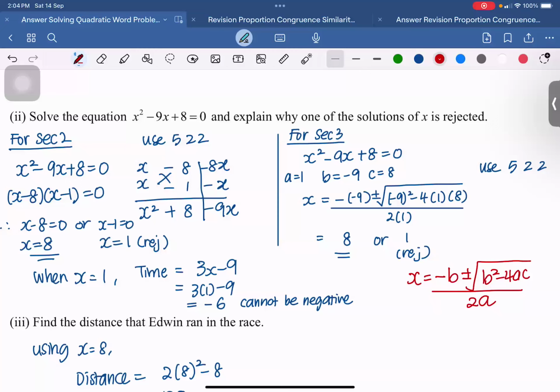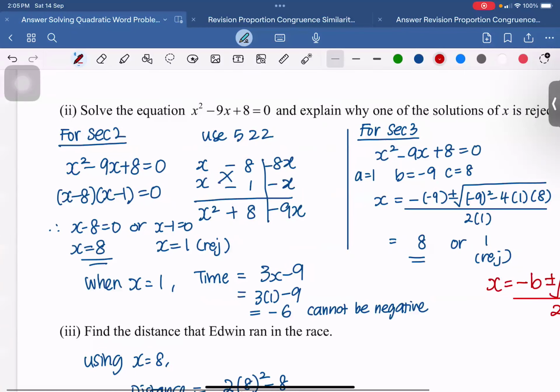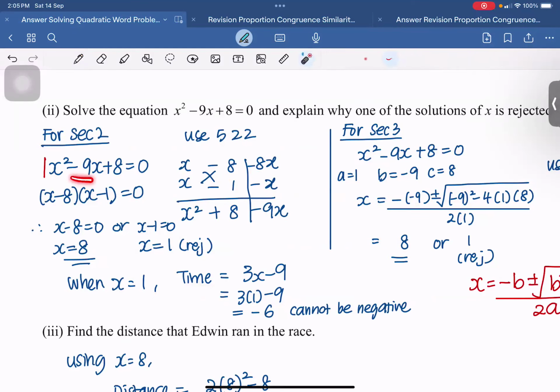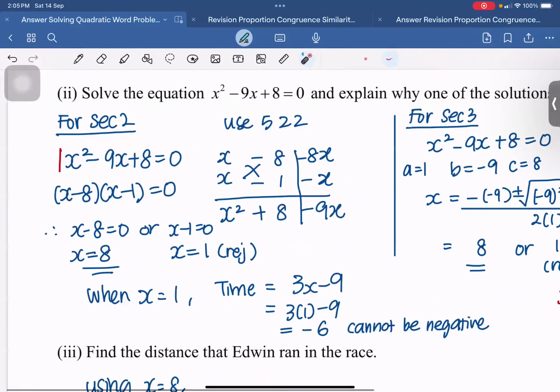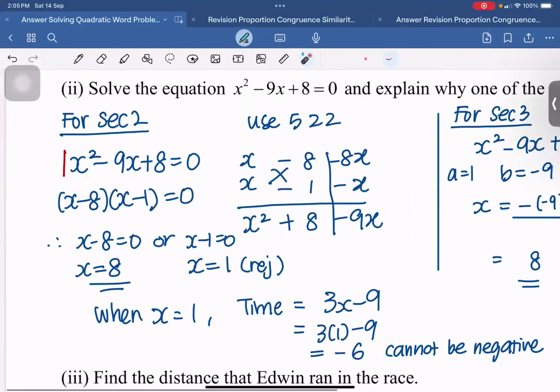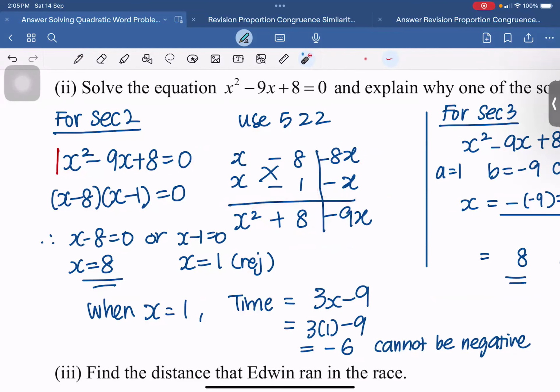For my Sec 2 students who are using calculator mode 522, you key in a equals to 1, b equals to negative 9, c equals to 8. But you need to show some kind of working, or you do factorization. So you need to do the factorization for three terms. That will be x minus 8 and x minus 1. Your calculator will give you x equals to 8 and x equals to 1, but you must still show the working. So you factorize: x times x gives you x squared, and 8 times 1 gives you 8, then you cross over negative 8, cross over negative 1. From here, you get two answers, 8 and 1.